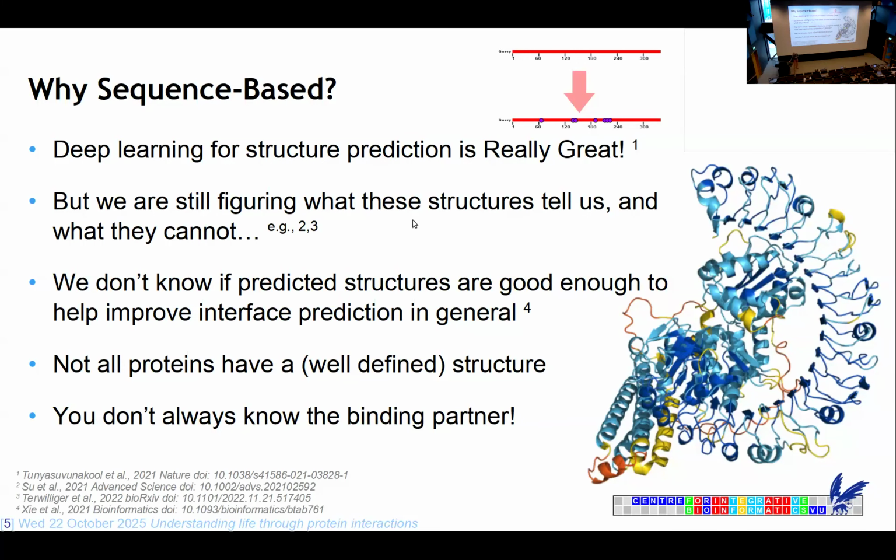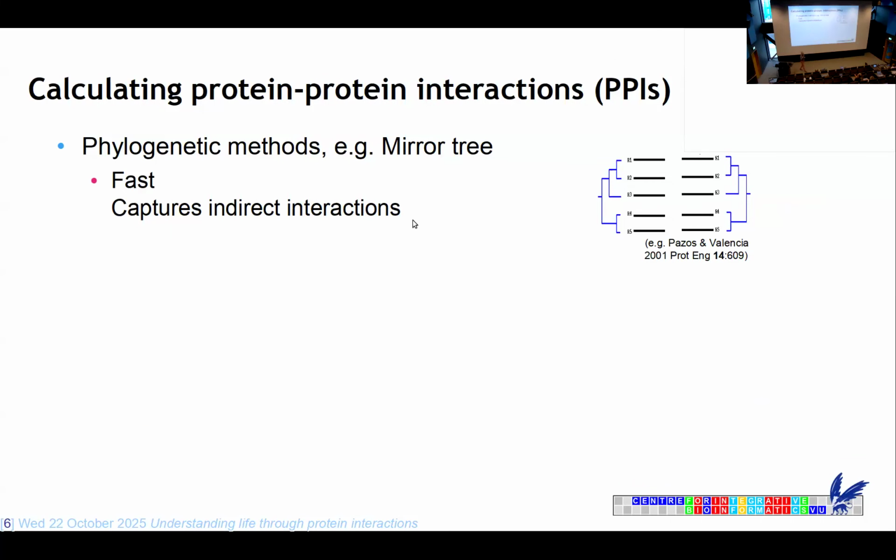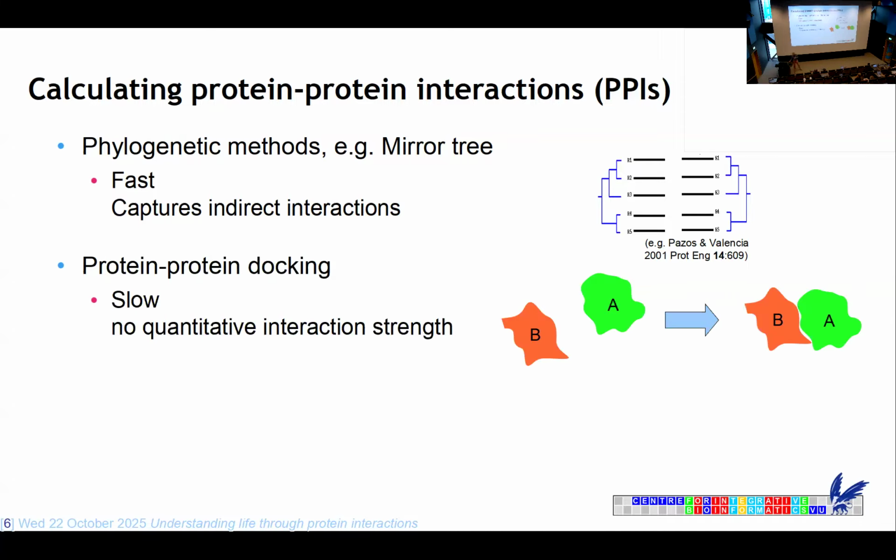Now, right, there are multiple ways to predict protein interactions. This is just a quick overview. The very fast and dirty methods use phylogeny, because if two proteins evolve in a similar way across many species, they're likely related, but this could be a very indirect relation. You could do docking, structure-based. It's very slow, it's very inaccurate. I would not recommend doing docking unless you have no other choice.